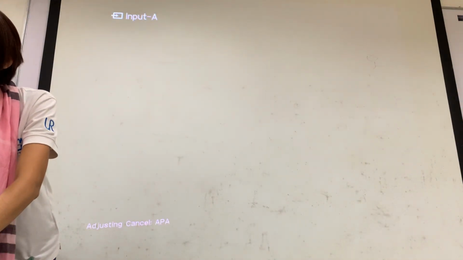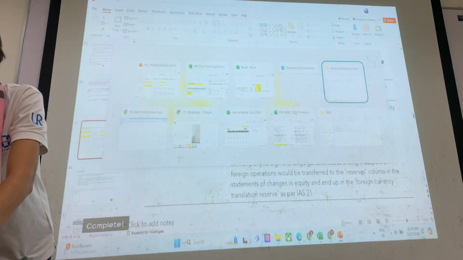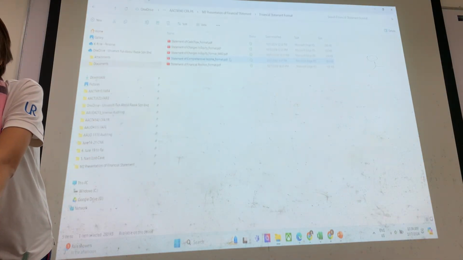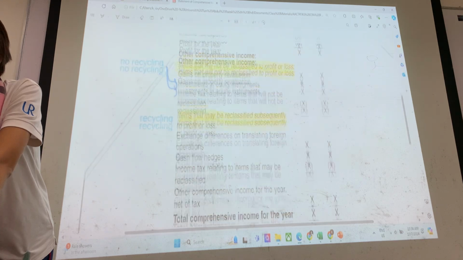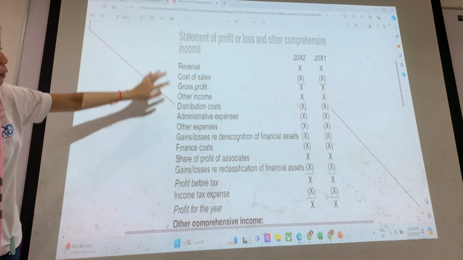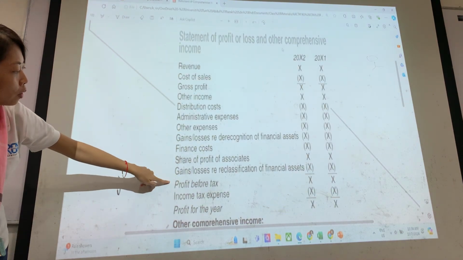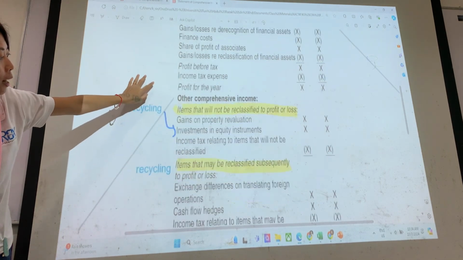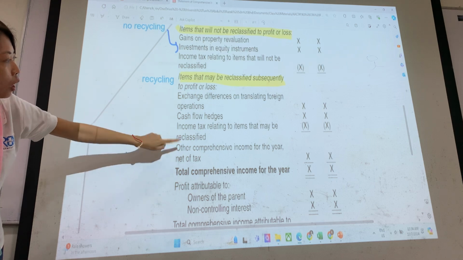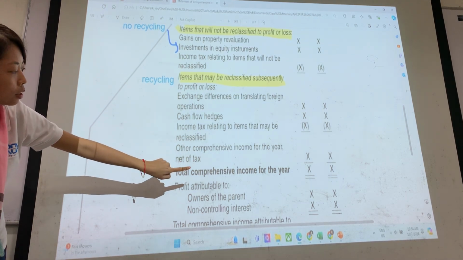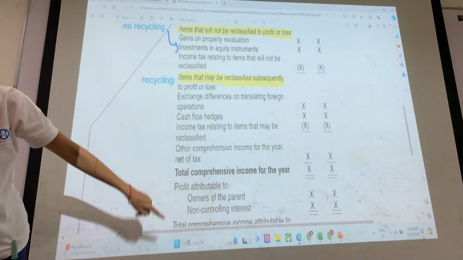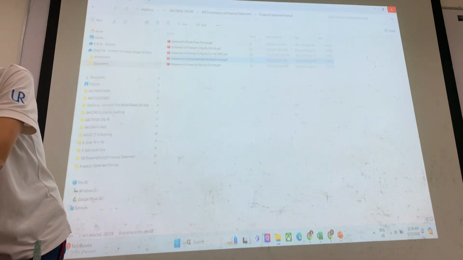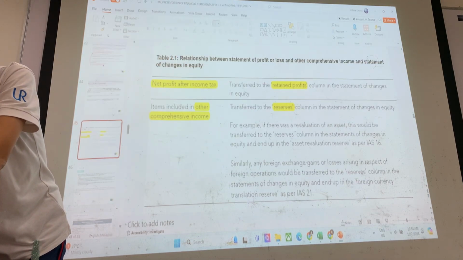So one of the seniors mentioned is correct. Maybe you should actually bring the format to the exam hall. Maybe it's correct. So what I'm trying to say, this one you do profit before tax, and this is profit for the year, right? Profit for the year plus OCI net of tax is total CI. Okay. Now. Then we move on.